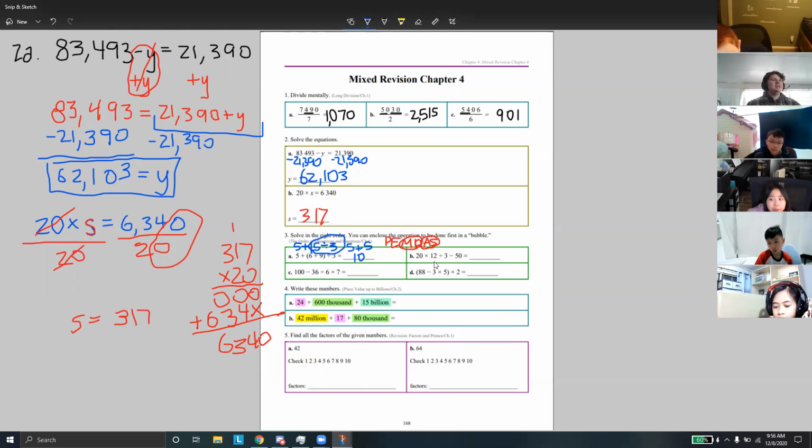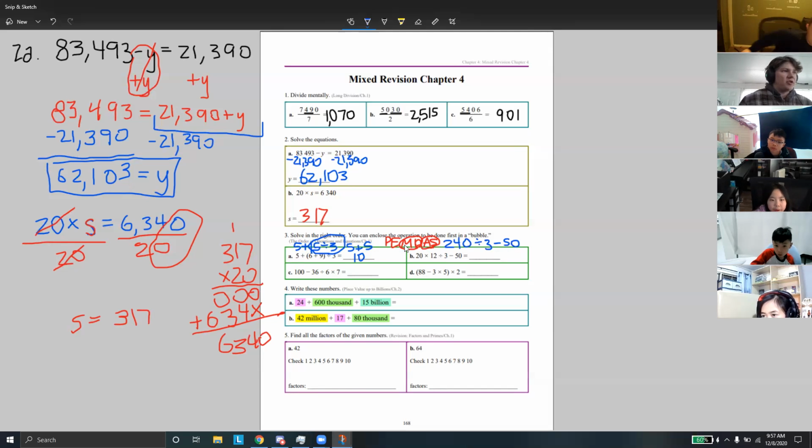Is there any parentheses? No. So we don't need to do that. Are there any exponents? No. Can we multiply or divide? Yes, we're going to multiply and divide left to right. So 20 times 12, we could do that in our head, 240. So we have 240 divided by 3 minus 50.